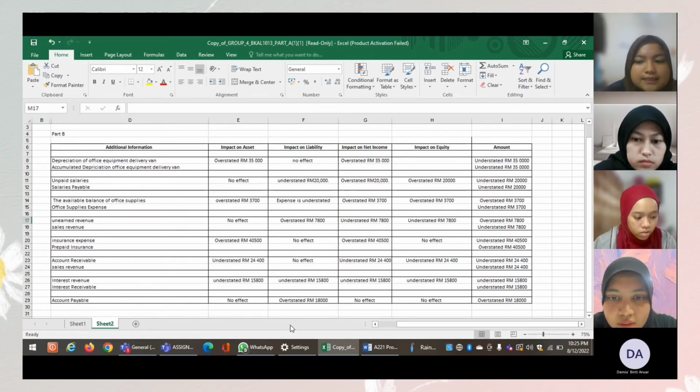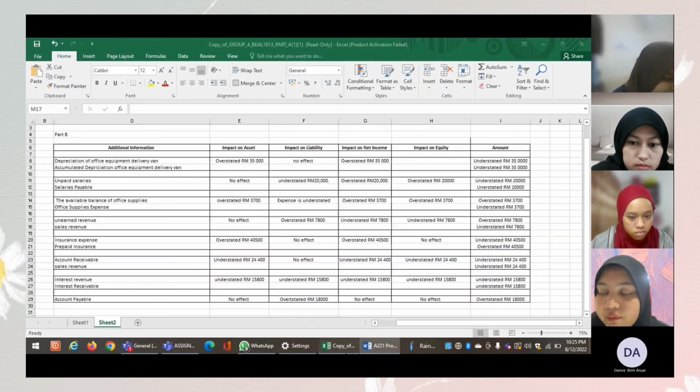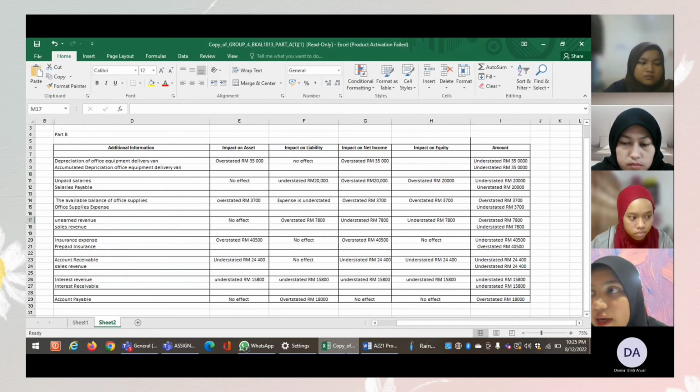Okay, next, Damia. Suppliers invest amounting to 155,000 to publish. So for the asset, no effect. On liability, it is overstated 18,000. Net income has no effect. So the amount is overstated 18,000.